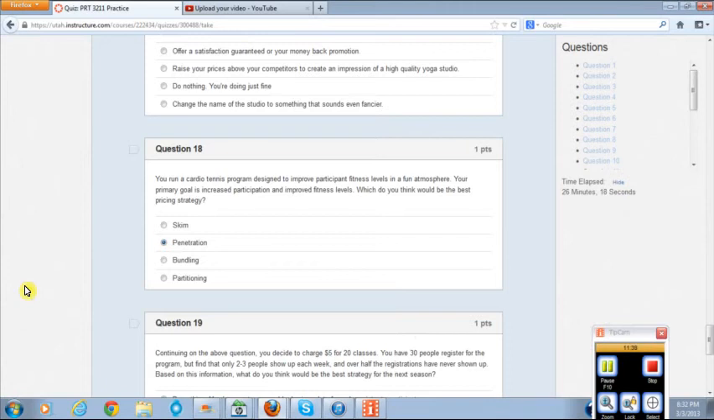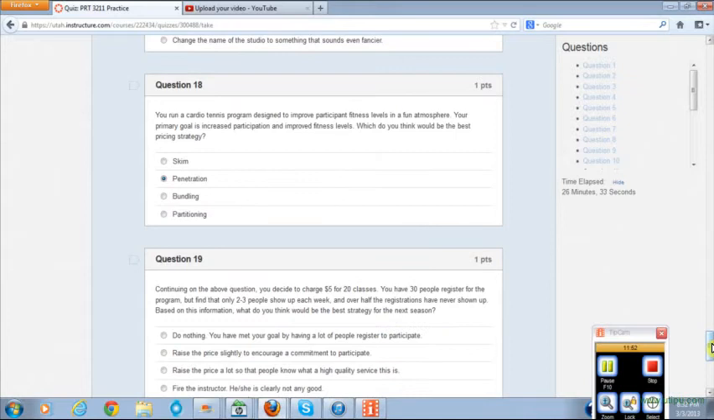But just to go through the others, bundling is offering products together. So you might say, sign up for the cardio tennis program and also get a free tennis racket. This may be an effective strategy, but it doesn't necessarily match your specific goal. And partitioning is breaking things down to only required items. So you pay for this sign-up class, you pay for the tennis racket, you pay for the tennis balls, etc. So our answer here is penetration.